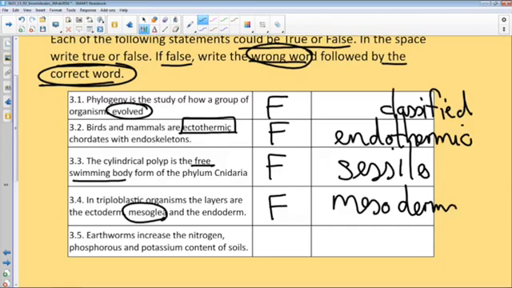Earthworms increase the nitrogen, phosphorus, and potassium content of soils. And guys, if you've seen, with lots of rain around the country, lots of the earthworms would be enjoying this, and that's essentially what they do. Increase the nitrogen content, phosphates, and potassium content. So that's a true statement. So well done. So we've worked through this. Let's look at some more questions.